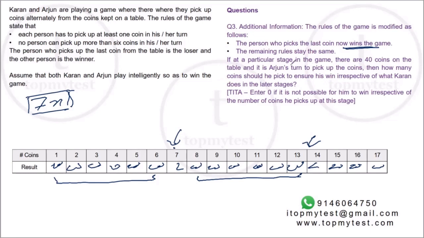The question goes on to say, in a particular stage in the game, there are 40 coins on the table and it's Arjun's turn to pick up the coins. How many coins should he pick to ensure that he wins irrespective of what Karan does in the later stages? 40, closest multiple of 7 is 35. So from 40, pick 5 coins and put Karan at 35. 5 is your correct choice.